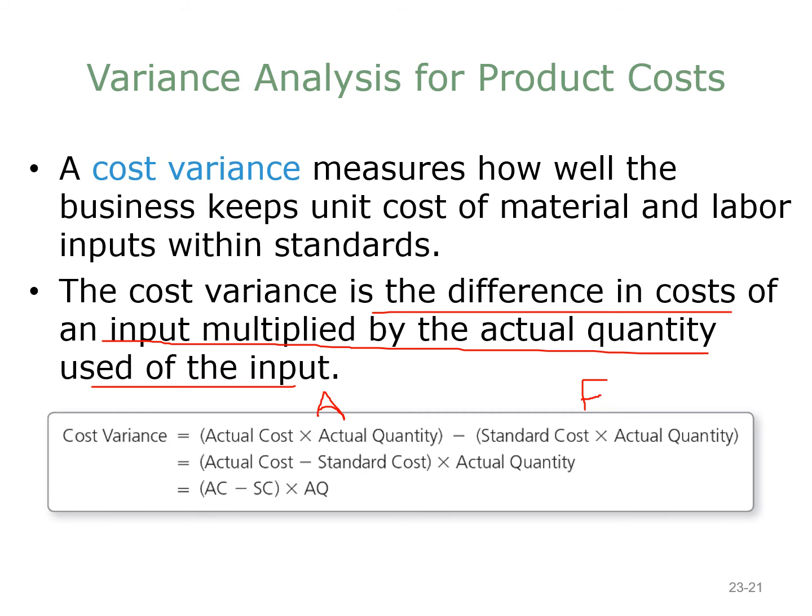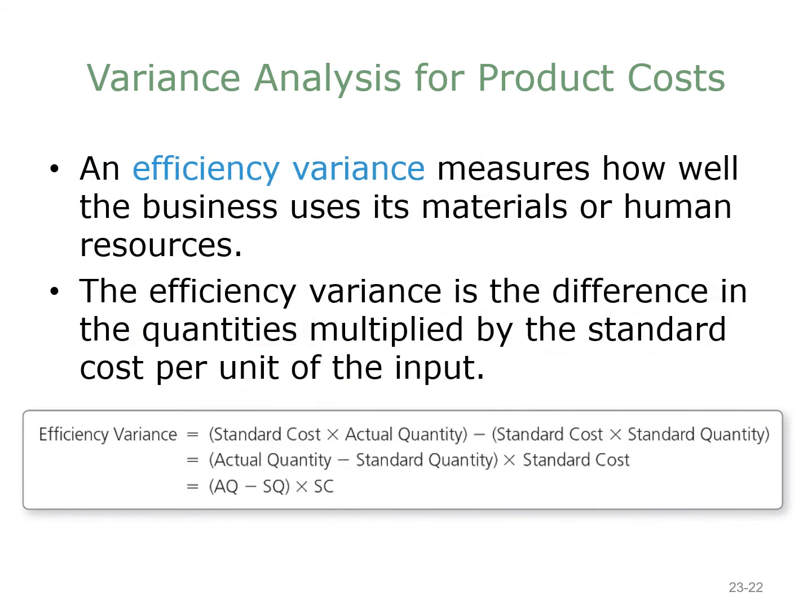Okay, the efficiency variance, the other part of the figure, measures how well the business uses its material or human resources. It is the difference between the quantity multiplied by the standard cost per unit of the input. Here this is standard cost multiplied by actual quantity, which is flexible, minus standard cost multiplied by standard quantity.